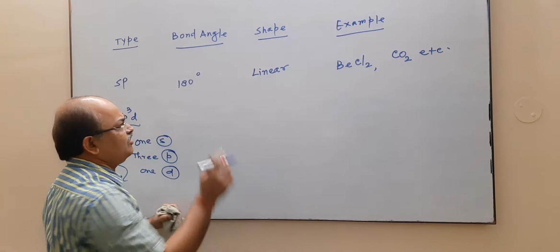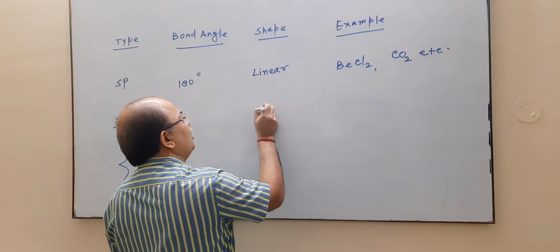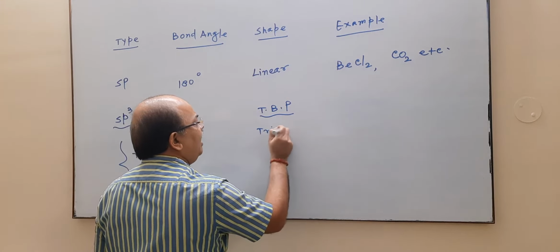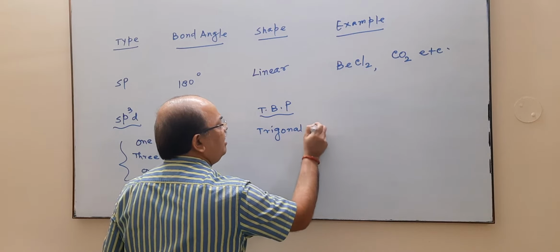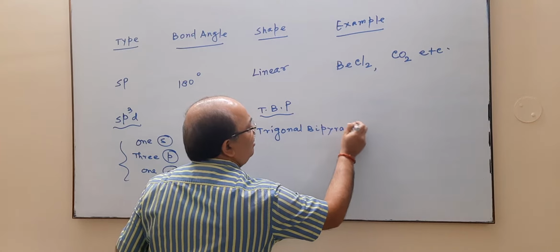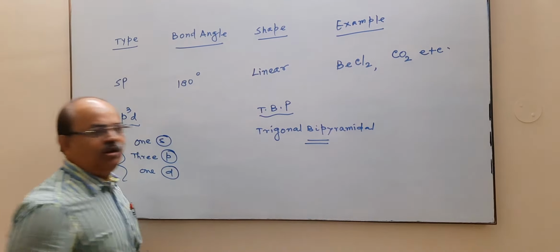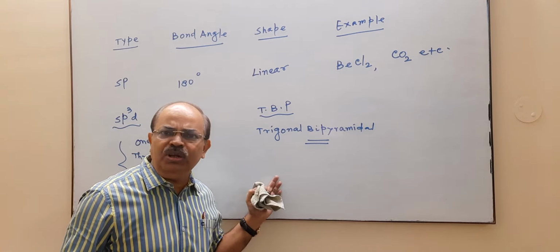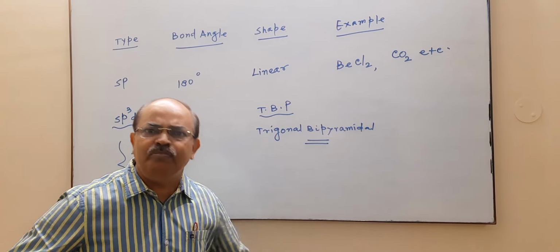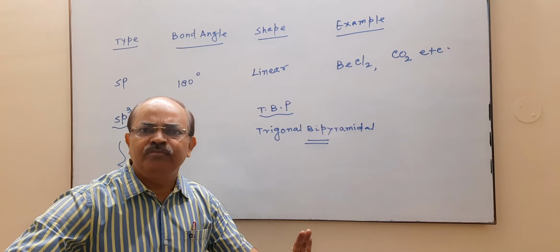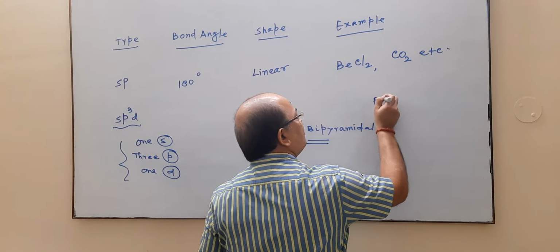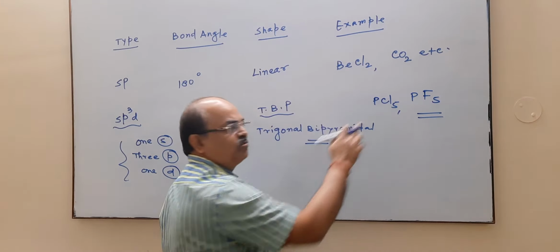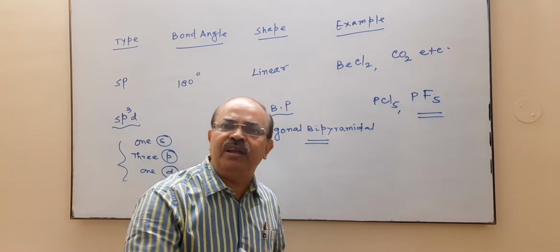Now if the hybridization is sp3d, the shape will be, in short, TBP. The full form is trigonal bipyramidal, or triangular bipyramidal. Whether you say trigonal bipyramidal or triangular bipyramidal, both have the same meaning. Examples are PCl5 or PF5, phosphorus pentachloride or phosphorus pentafluoride.